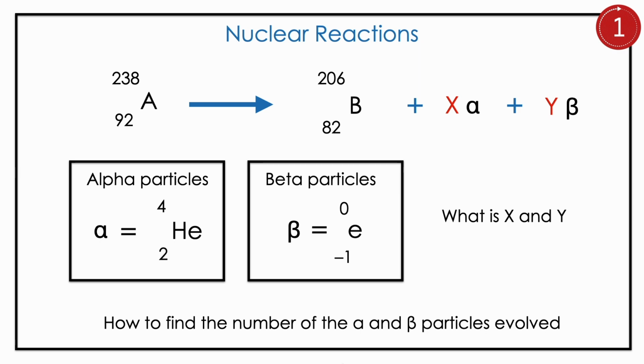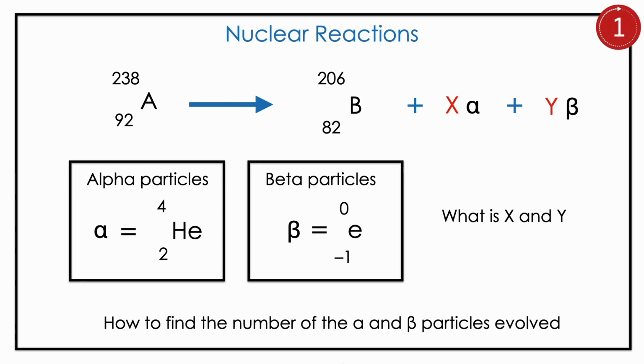Every nuclear reaction contains a mother nucleus as well as a daughter nucleus. In chemistry terms, reactant and product. Here I have shown A as the mother nucleus, B as the daughter nucleus, and alpha and beta are also evolved. Alpha means helium nucleus, that is 2He4. Beta means electron. If you write charge and mass, it is -1e0.